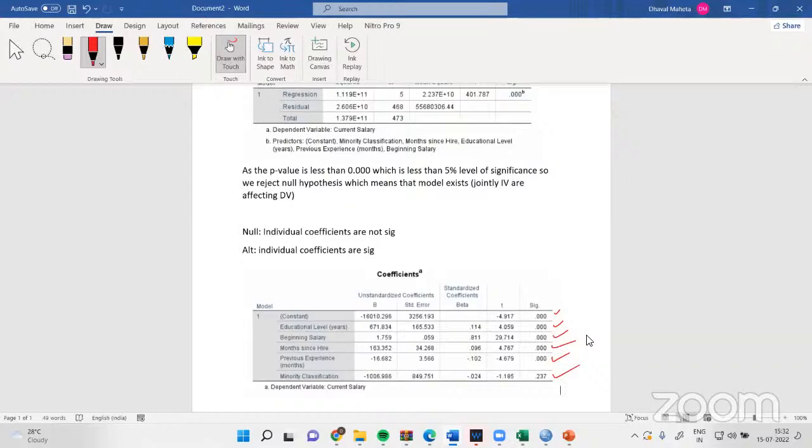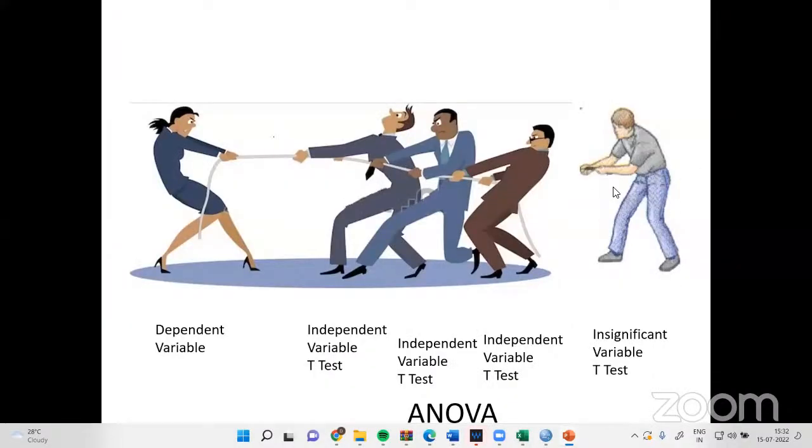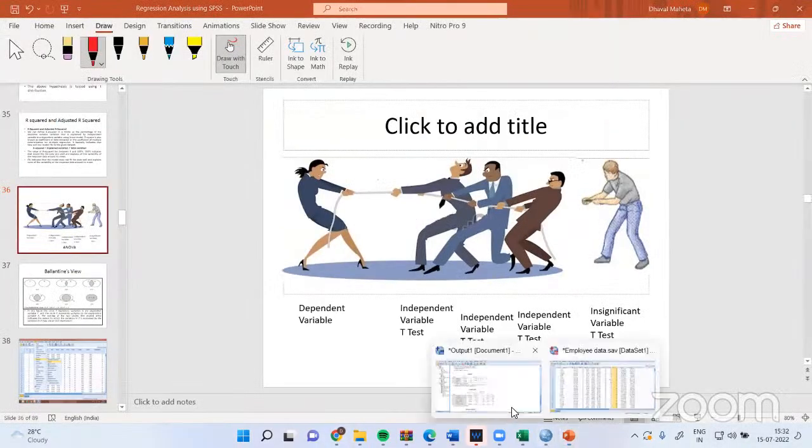Is it okay? Minority is not, yes, sir. The minority is not. Correct. Minority is not significant, right? This is not significant, but still it is there in the model. Okay, but still it is in the model. No need to worry. We will take care of this later on.